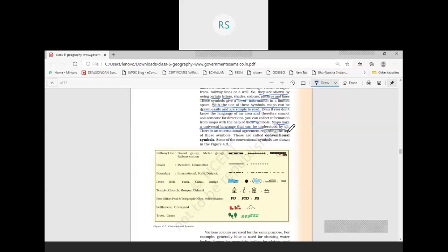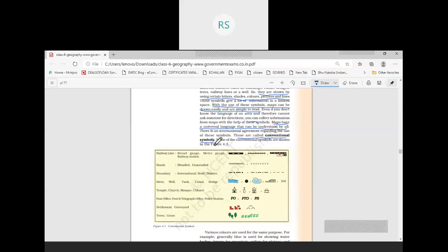So there is a need that everyone should use only a particular symbol for a particular feature. Then only we will be able to read the map. Okay. So these are called conventional symbols. Which are called conventional symbols? The symbols which are used by everyone.